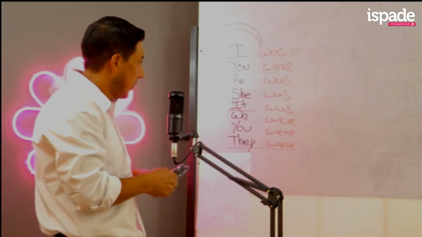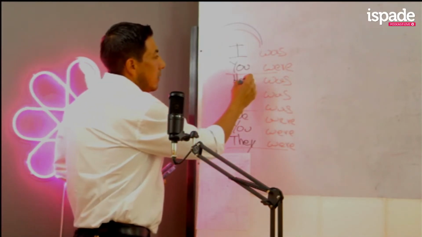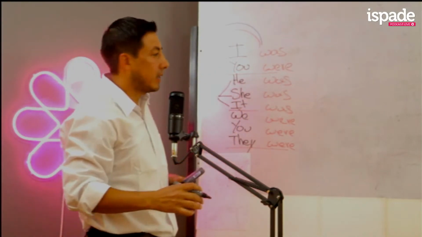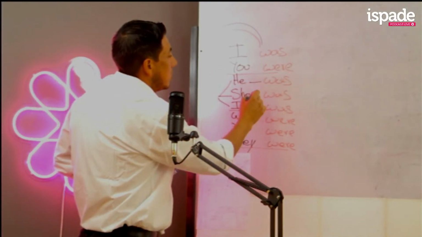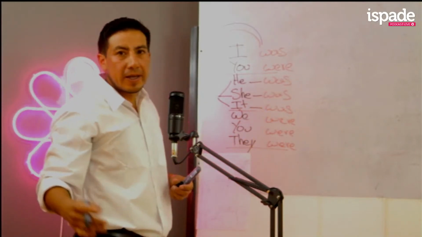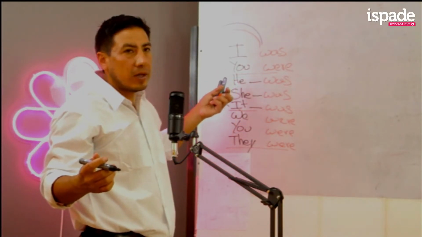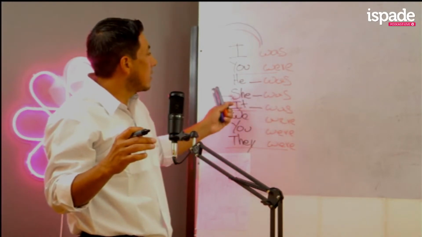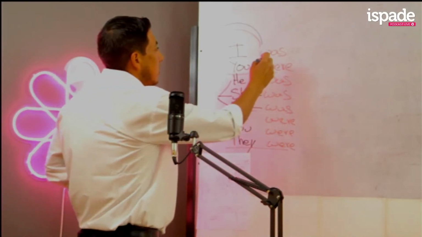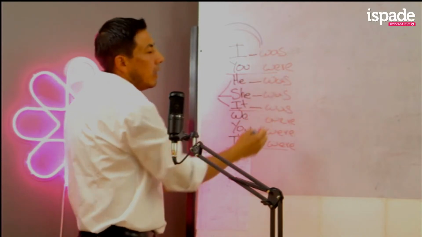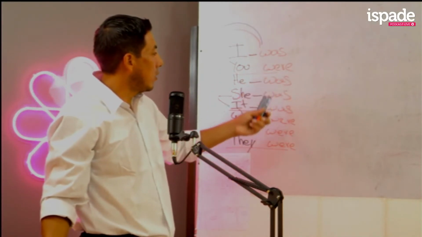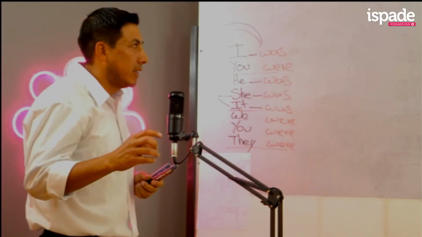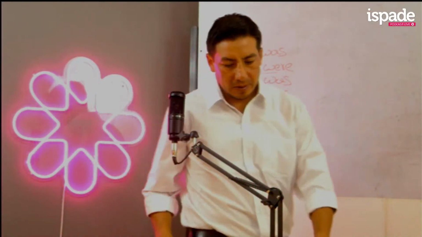Simple, right? Let's see. Third person: he, she, it. Special case. He was, she was, it was. But the case here is the first personal pronoun, which is I. It changed to a way similar to the third person. So I was. And the rest of them are plural, so were. Okay, let's see with some examples, maintaining the same structure.